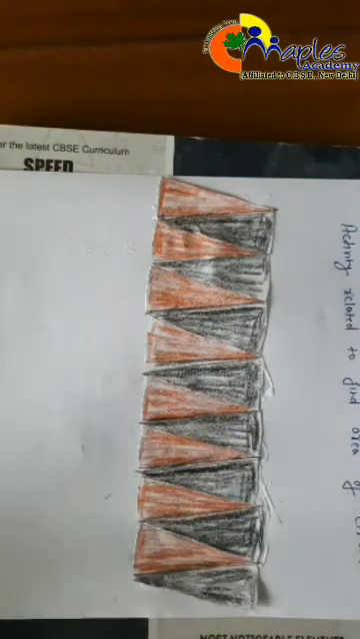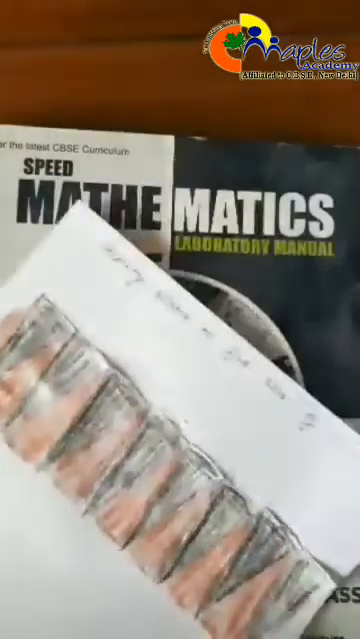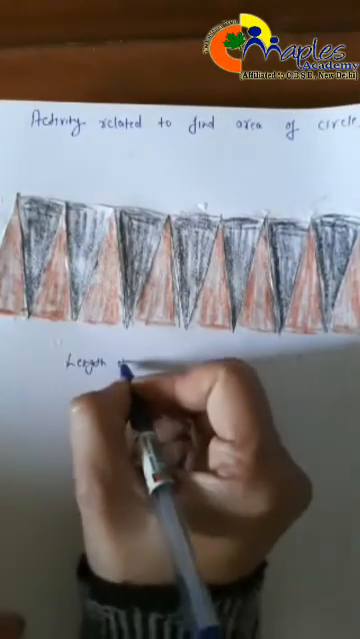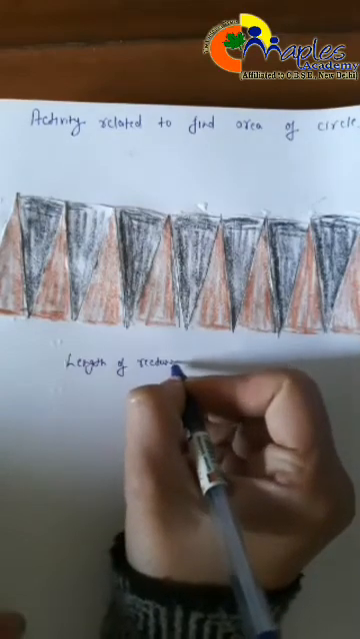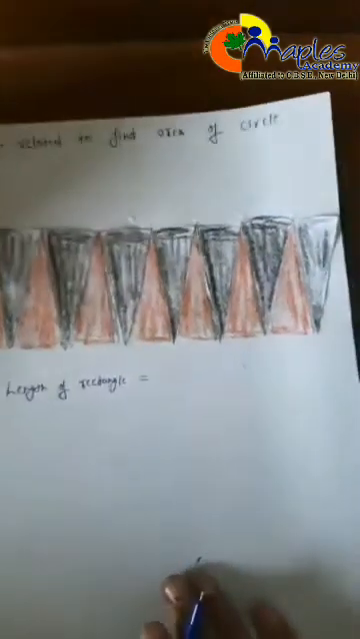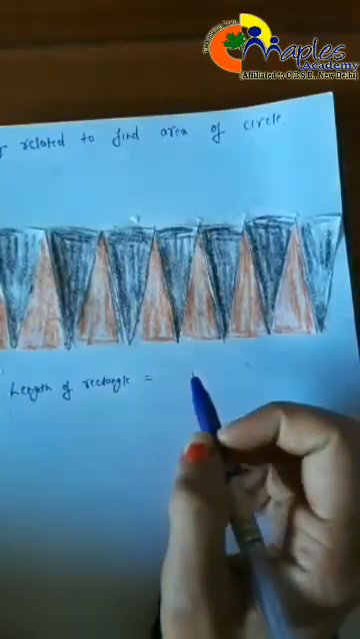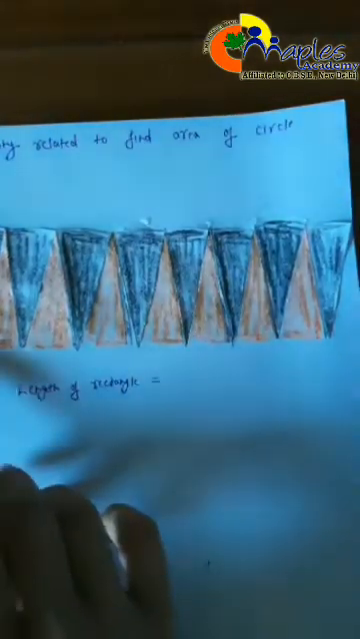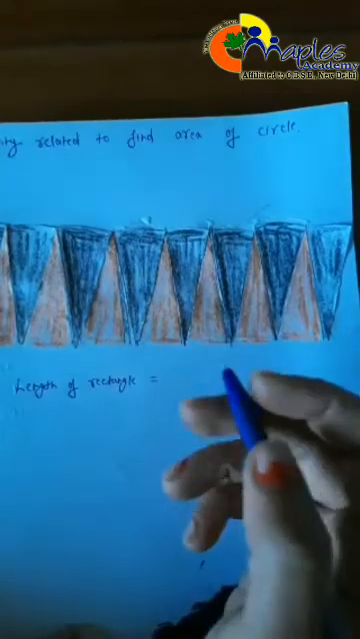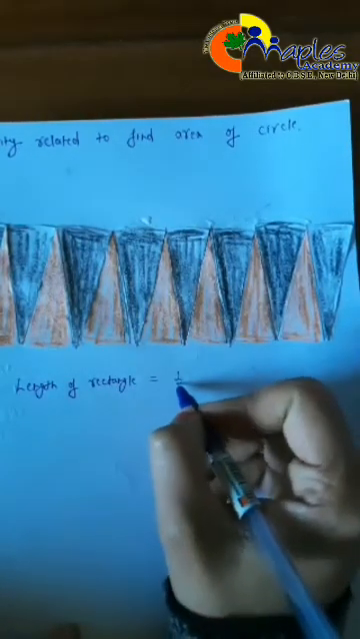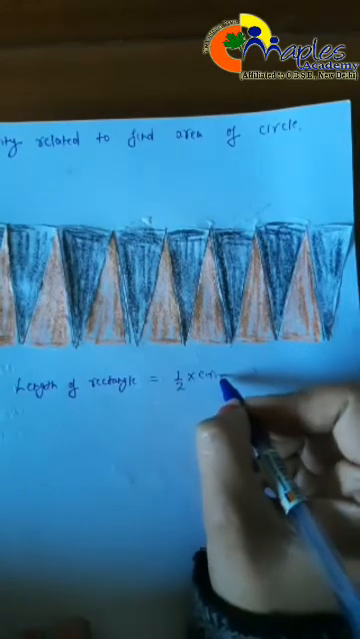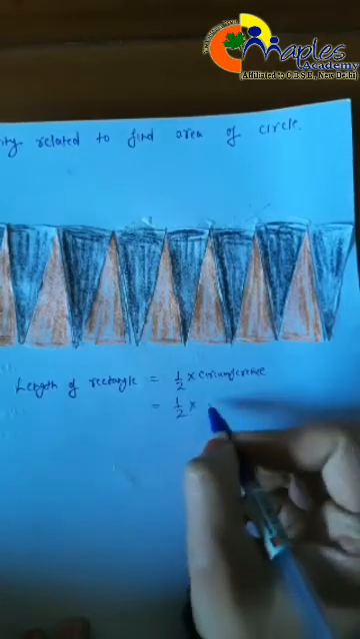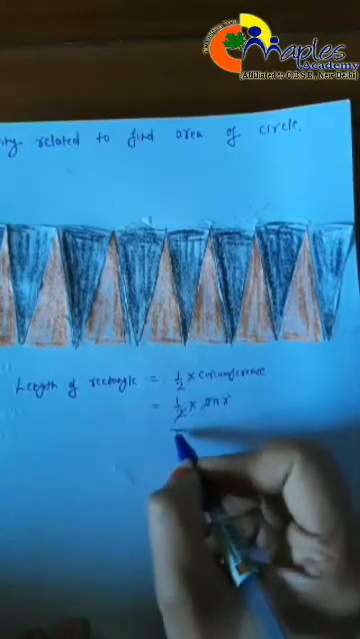So firstly we have to find the length of the rectangle. Length of rectangle is equal to half of the circumference, because this side is equal to half of the circumference and these are also half of the circumference. So length of rectangle is equal to 1/2 into circumference, and the formula of circumference is 2 pi r. So length of rectangle is 1/2 into 2 pi r. 2 is cancelled by 2 and that is pi r.